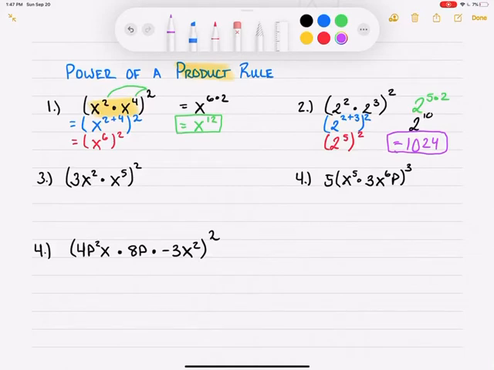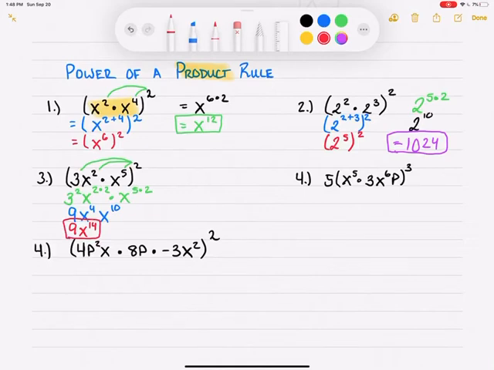In the third example, I have 3x squared times x to the 5th, all raised to the second power. I'm going to do this one by actually distributing first. Again, it doesn't really make a huge difference, but this gets me 3 squared times x to the 2 times 2 power times x to the 5 times 2 power. This is 3 squared is 9, x to the 4th times x to the 10th. And when I add those exponents, I get 9x to the 4 plus 10 power, which is x to the 14th.